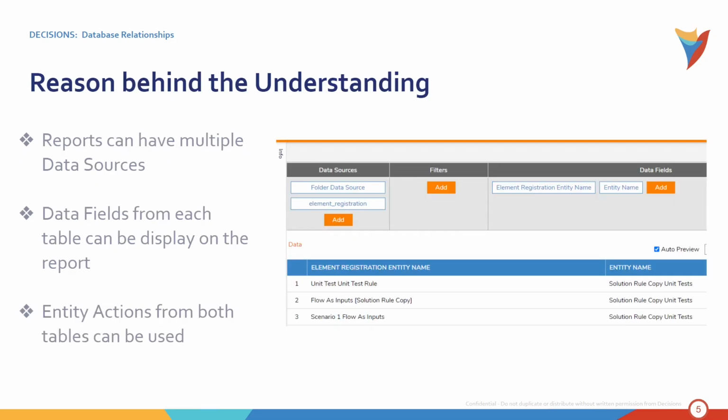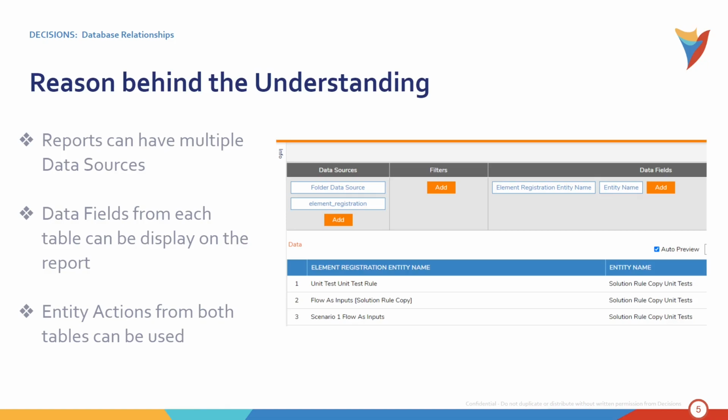All right, so that's the concept, but let's understand the reason behind this. So what's the reason behind this? The cool thing about it is that once you relate two tables together, you can have a report be sourced from multiple things because you told Decisions that these two things are related.